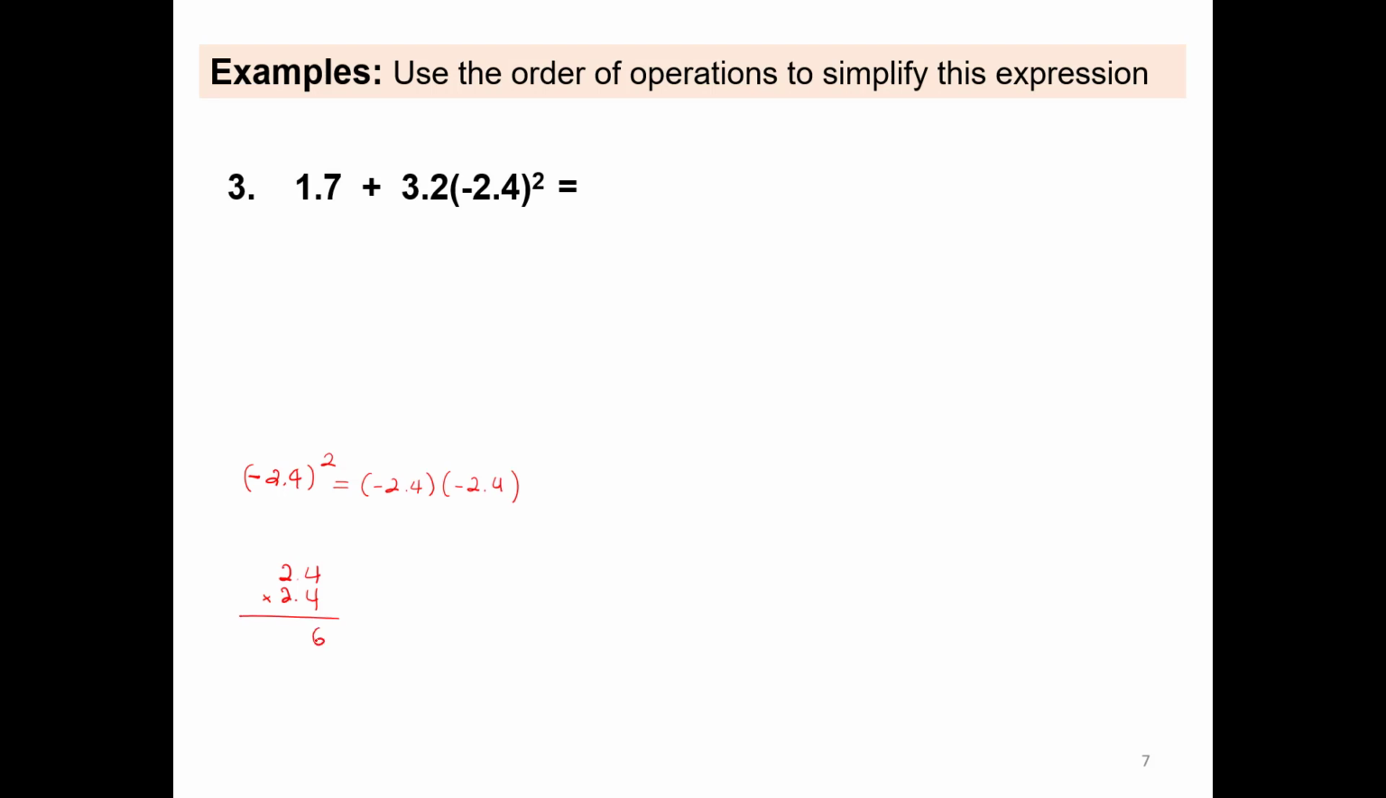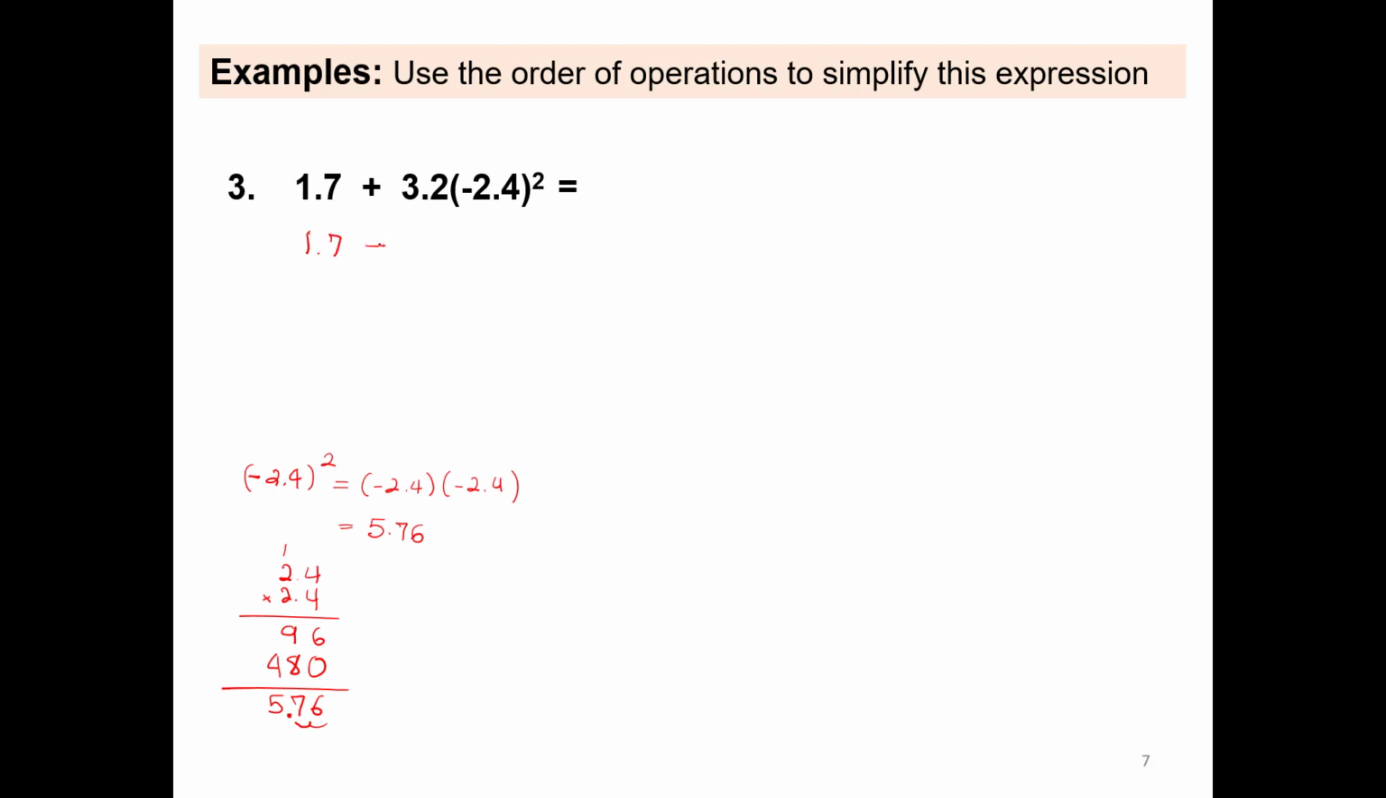Then let's multiply 2.4 times 2.4. 4 times 4 is 16. Carry the 1. 4 times 2 is 8, plus 1 is 9. 2 times 4 is 8. 2 times 2 is 4. Here we put 0. The sum will be 6, 7, 5. 2 decimal places, 1, 2. And this one is equal to positive 5.76. And let's write this one again.